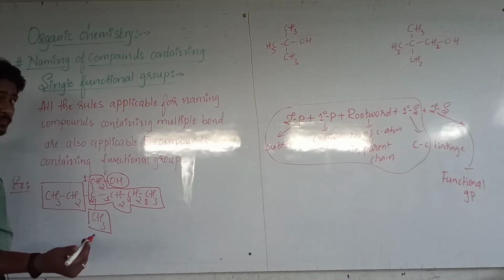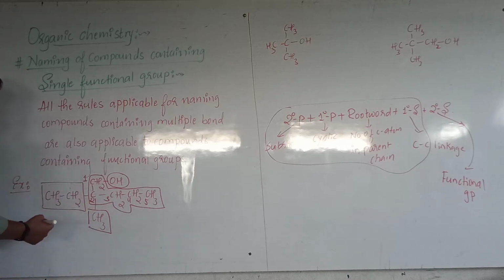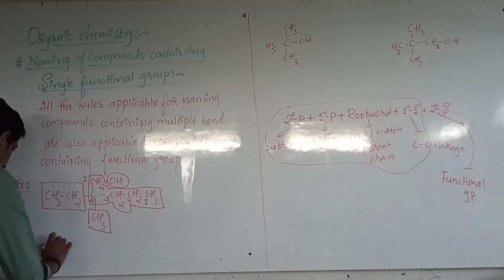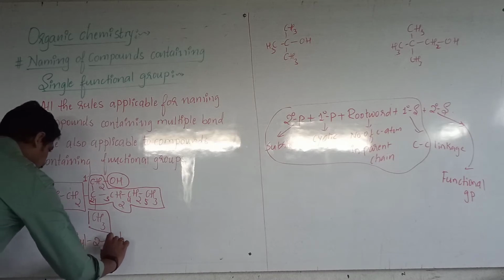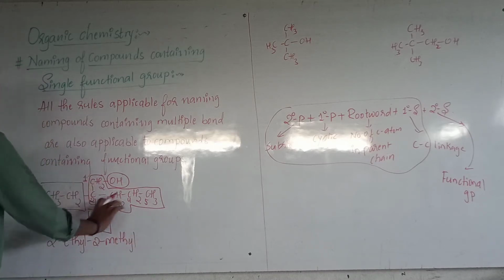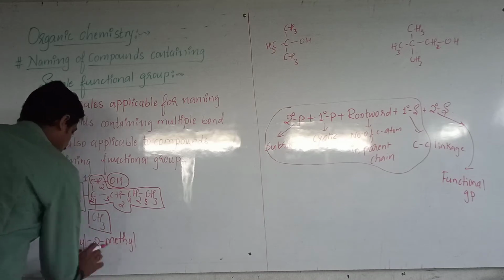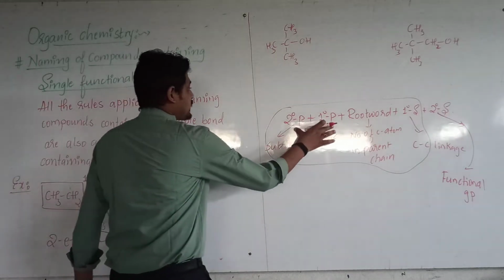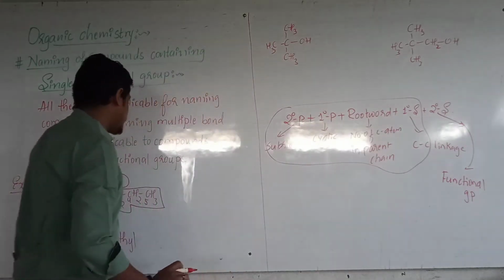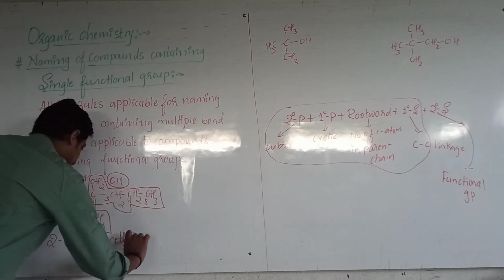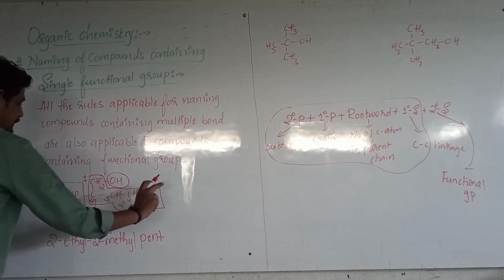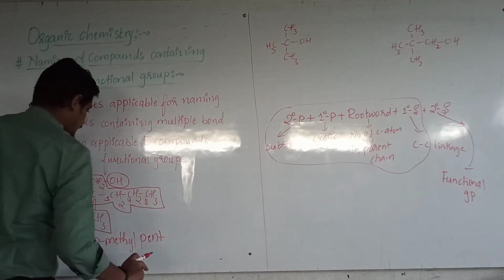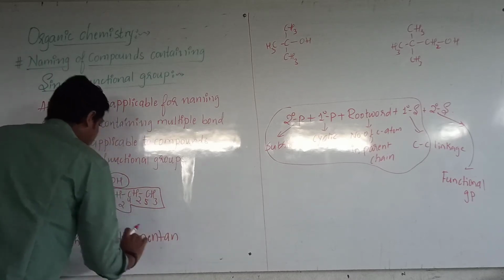So how will you write? In alphabetical order. So how can I write the name? First I'll write 2-ethyl, 2-methyl. Then how many carbon atoms are there? Five carbon atoms. After the prefix, the root word will come. Five carbon atoms, so it will come as pent. All are single bonds, so pentan. The e is dropped.